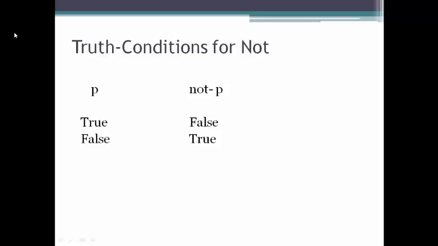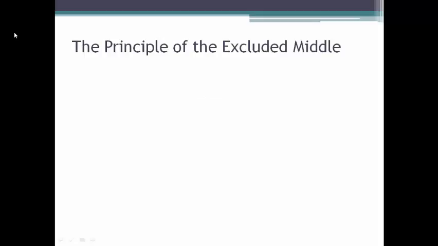The table for not is really basic. If a claim is true, then its negation is false. And if a claim is false, then its negation is true. Implicitly, what's going on here, we're relying on two different types of principles.